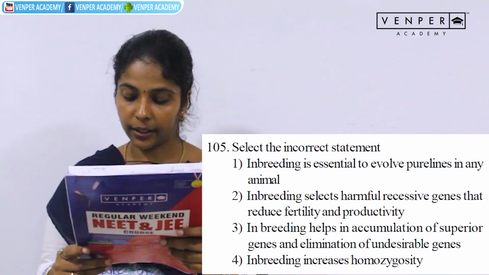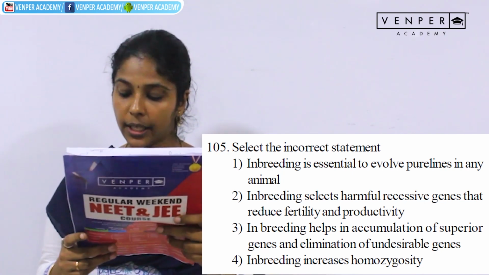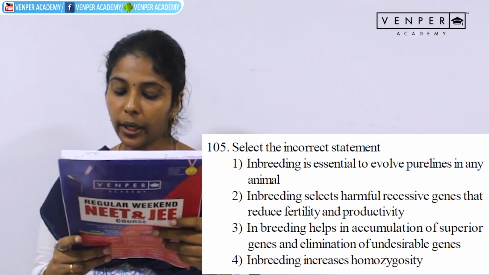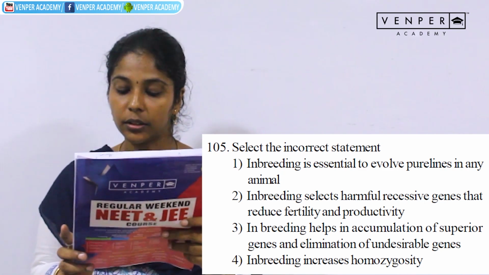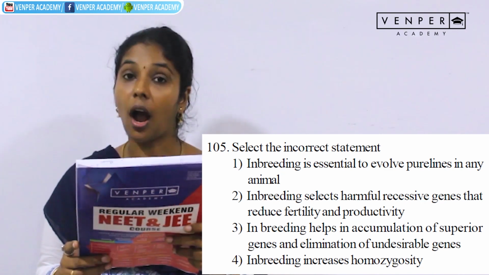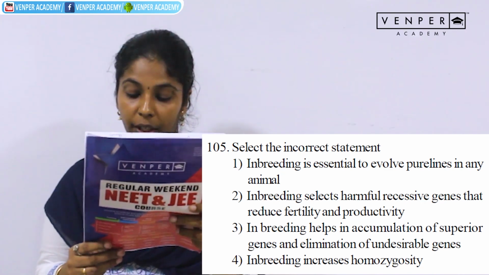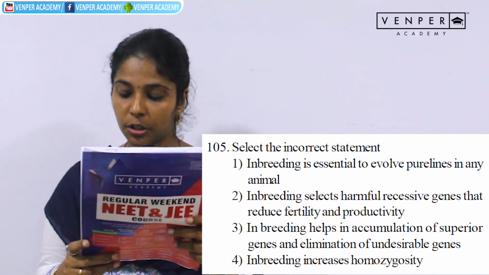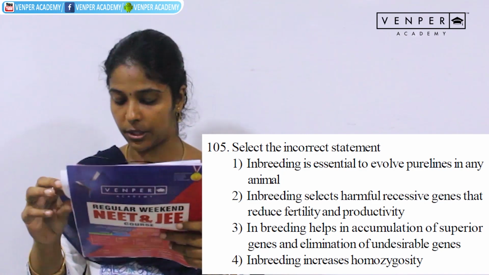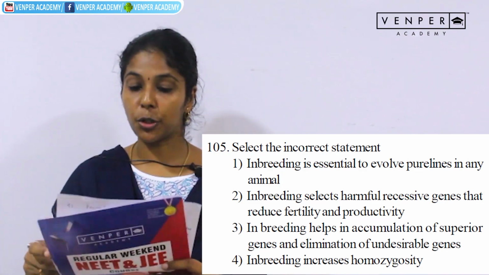Question number 105. Select the correct statement. First, inbreeding is essential to evolve pureline in any animals. 2. Inbreeding selects harmful recessive genes that reduce fertility and productivity. 3. Inbreeding helps in accumulation of superior genes and elimination of undesirable genes. And 4. inbreeding increases homogeneity.